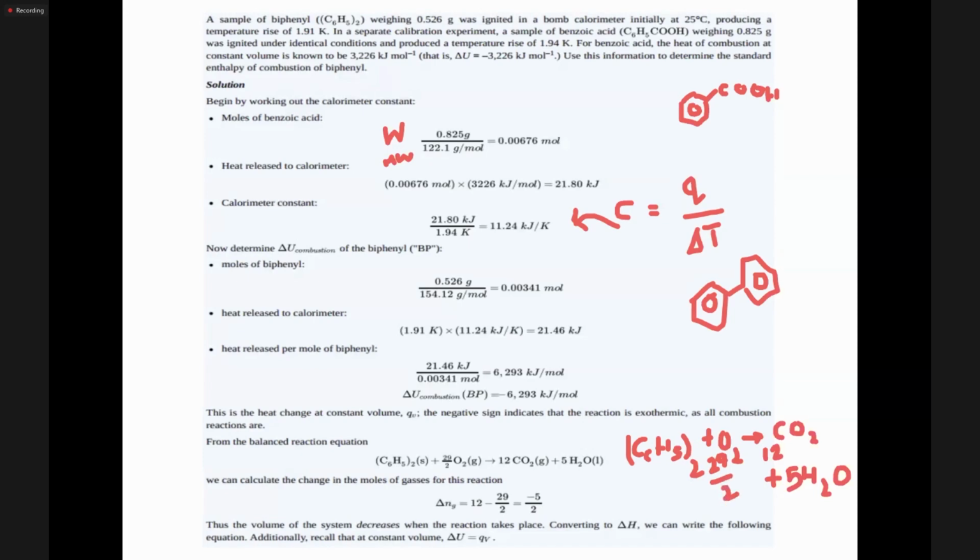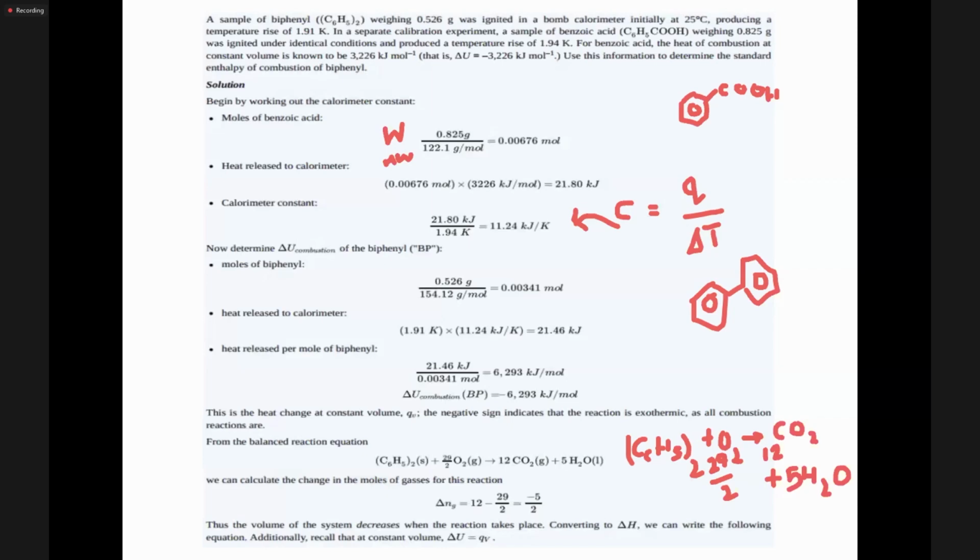So why do we need to balance this equation? Because if we do not balance the equation, we won't be able to calculate delta Ng, that is the change in the number of moles of gaseous components of the reaction. So to calculate the number of moles of the gaseous component, we have to calculate delta Ng. And to calculate delta Ng, we are trying to balance this equation. So we now finally have it balanced.